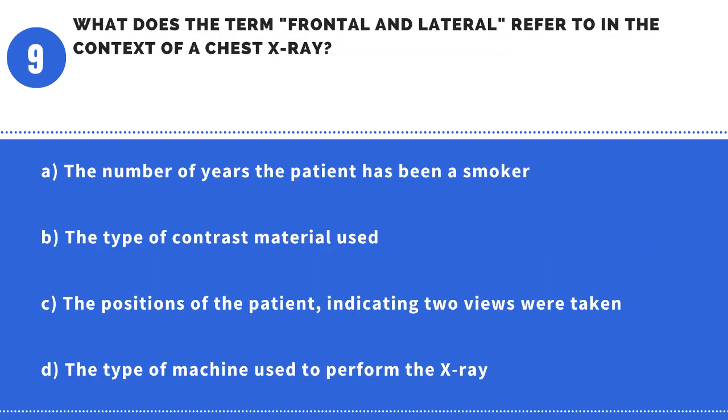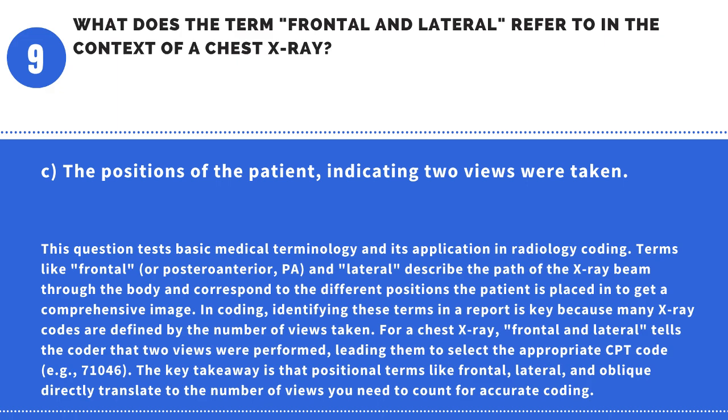Question 9. What does the term frontal and lateral refer to in the context of a chest X-ray? A. The number of years the patient has been a smoker. B. The type of contrast material used. C. The positions of the patient, indicating 2 views were taken. D. The type of machine used to perform the X-ray. Answer: C. The positions of the patient, indicating 2 views were taken.